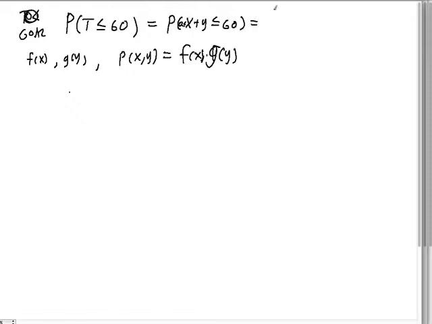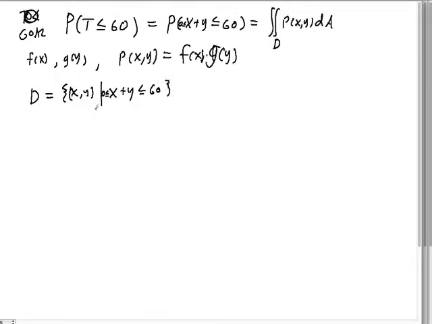And that's going to be an integral over some region of the 2D space of p of x comma y dA. Alright, so what is this domain, this region? Well, it's going to be the points x comma y such that x plus y is less than or equal to 60. Because times can never be negative, we always make sure that x plus y has to be positive as well. So what does that look like in the plane?